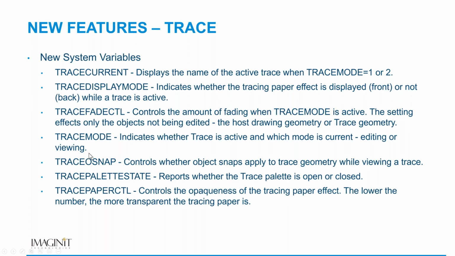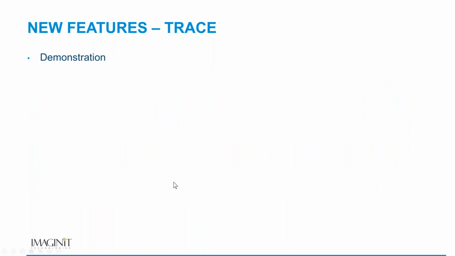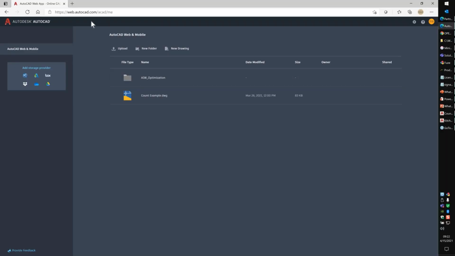I know, Jim. Trust me, I've been doing this a long time. So when people talk onion skin, yeah, VC block count still works. Is a trace savable? We'll talk about that. So trace palette state, trace paper control. Then we're going to just do a brief demonstration here. So what I've done here is that I actually have my AutoCAD web and mobile sitting right here, right? This is just my web.autocad.com.